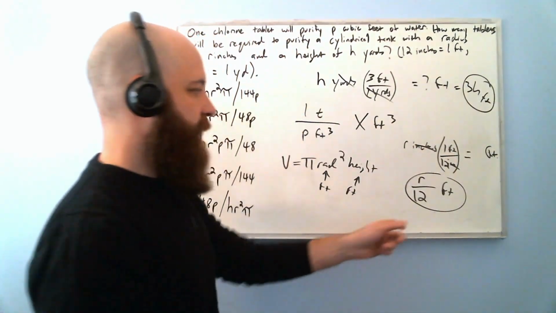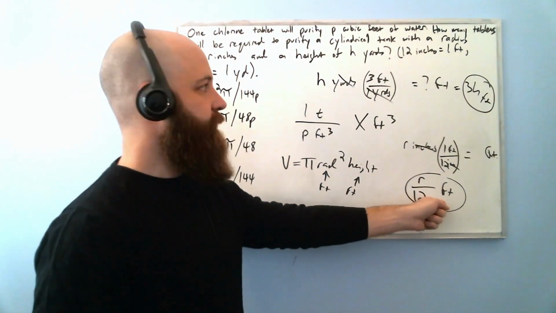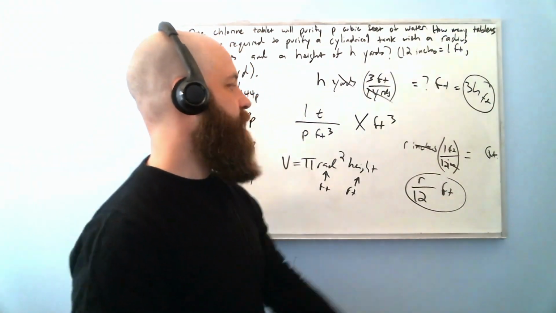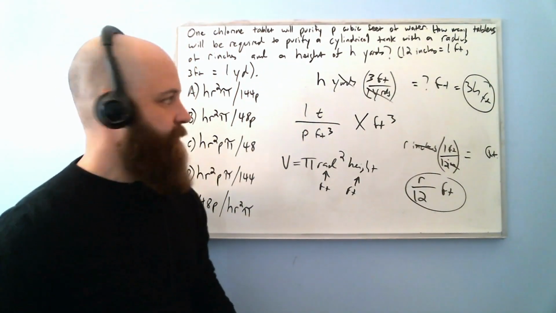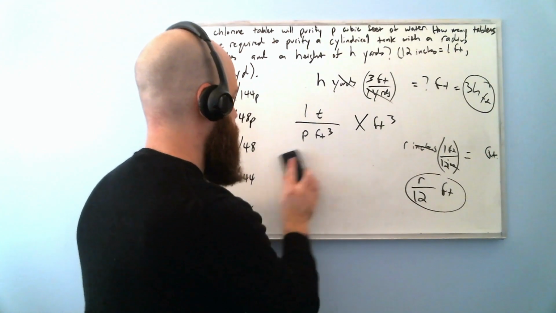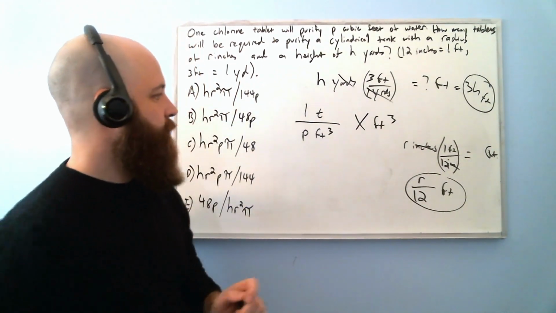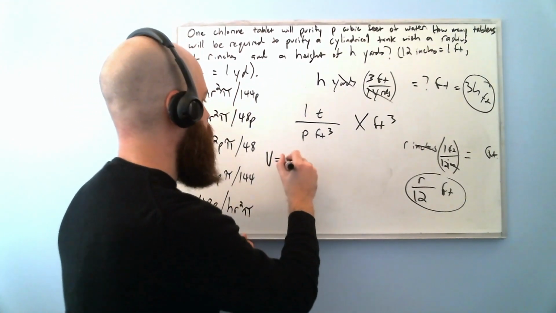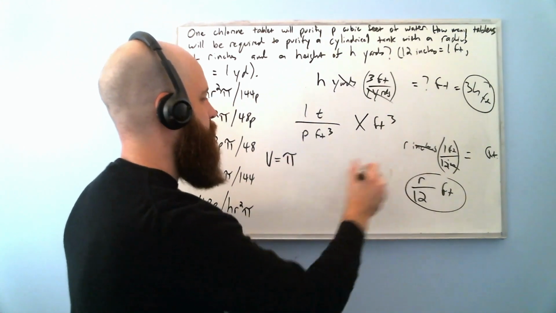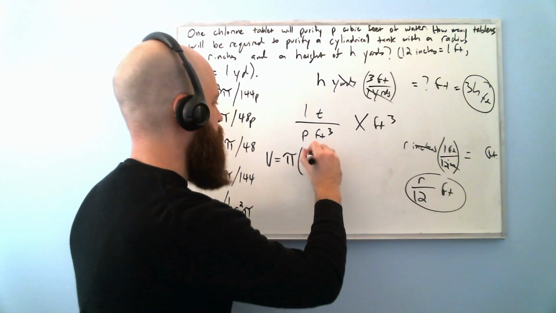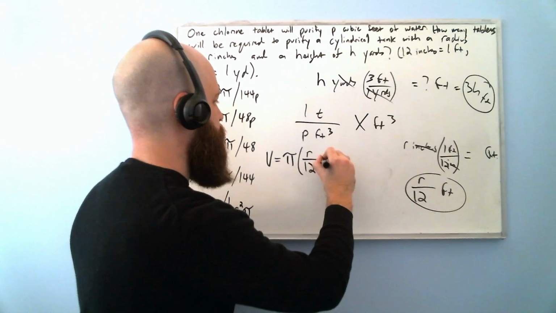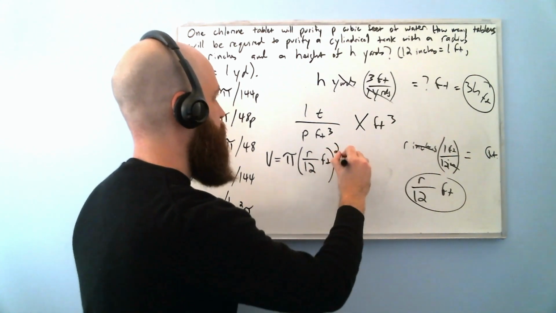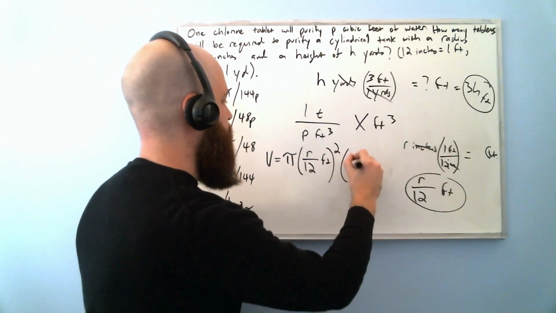Okay, great. So I have my radius, r over 12 feet. I have my height, 3h feet. I can plug that in here. Okay. So V equals pi r squared h. So V equals pi, r is r over 12 feet, that's being squared, then times the height, which is 3h feet.